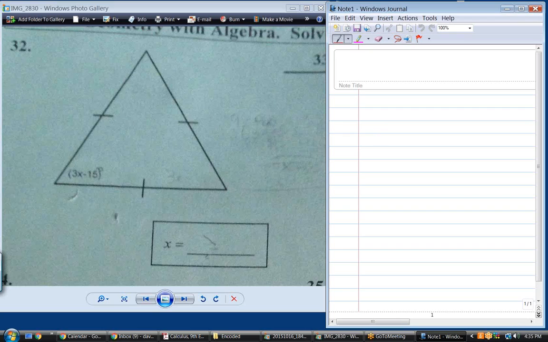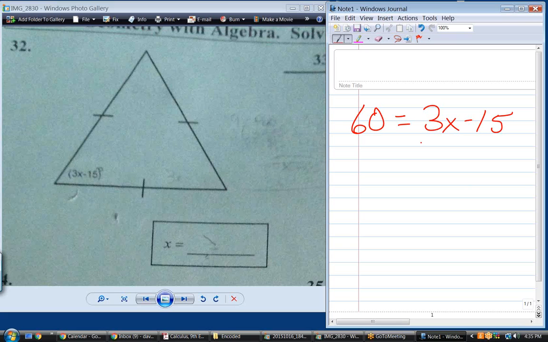Probably should have a calculator in front of you. Yeah, I'm using my phone, but it's being weird. Oh, okay. I got it. It's working now. Okay. So if we know that that angle is 60, then we can say what equation? 60 equals... 3x minus 15.